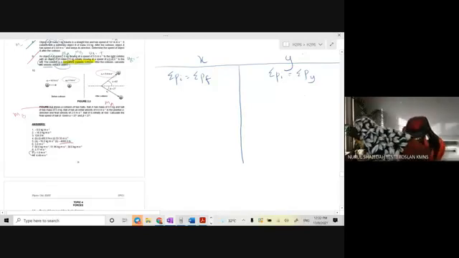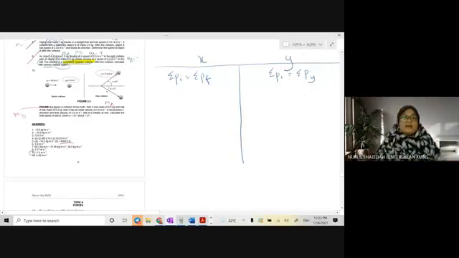Kenapa saya guna principle conservation of momentum? Saya guna sebab I don't know this is elastic or inelastic. Dia tak ada cakap pun dia elastic or inelastic. So yang inilah cara paling safe. So dua-dua adalah total momentum is conserved.